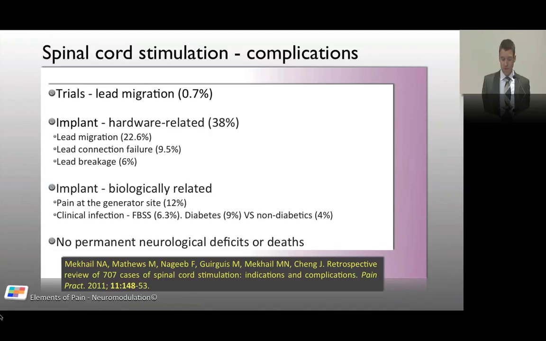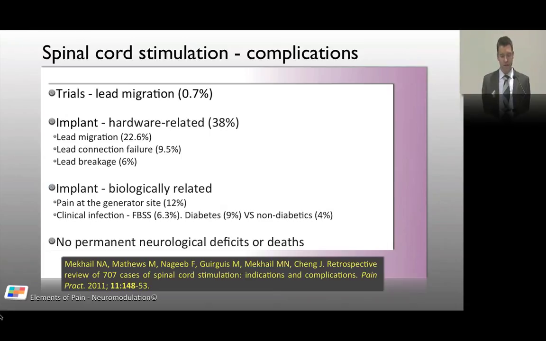I draw your attention to this paper again out of Pain Practice from 2011, looking at complications from a real group of patients. And they looked at trials and the actual implantation. Trials, lead migration, less than 1%. That was the only main complication of trials.